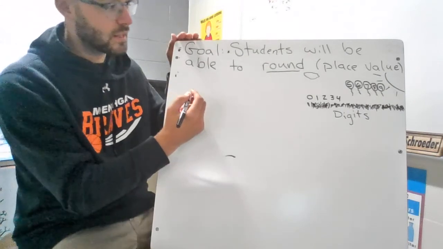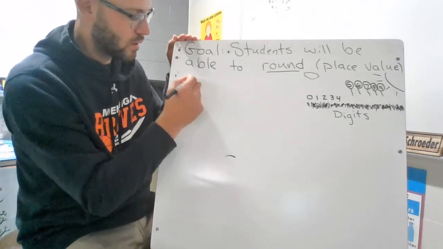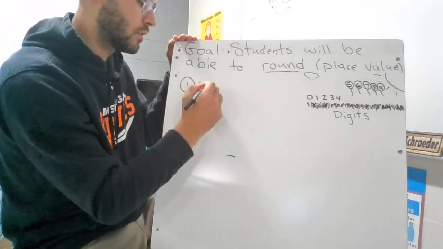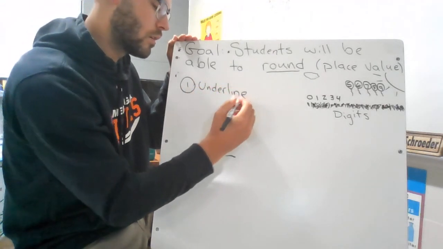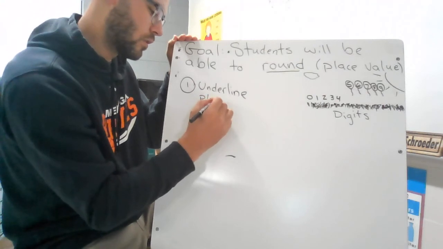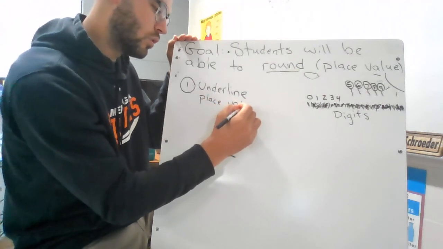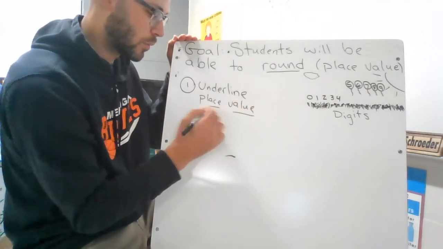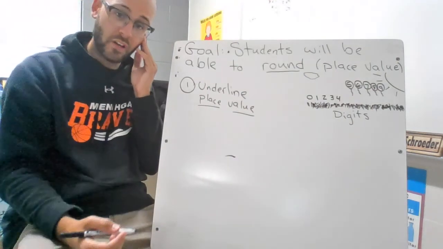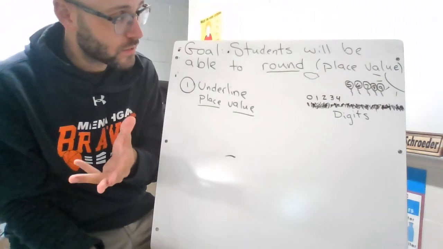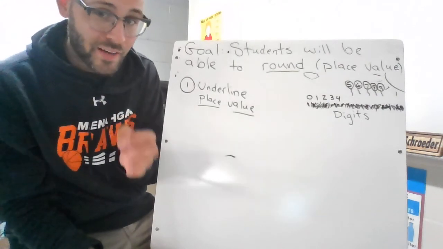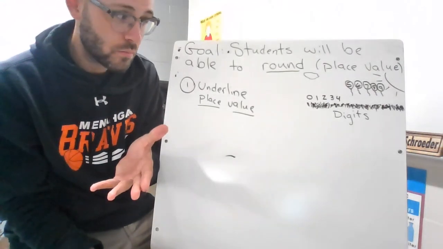My first step is to underline place value. That was a huge thing we talked about at the beginning of the year. Place value, place value, place value. So right away, when you're rounding, you need to think to yourself, what place value am I rounding to?